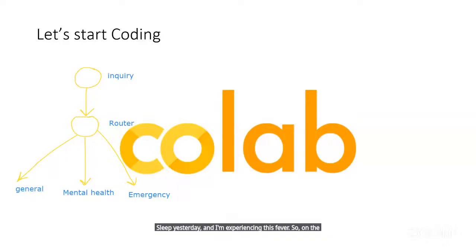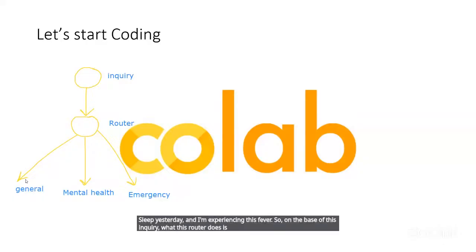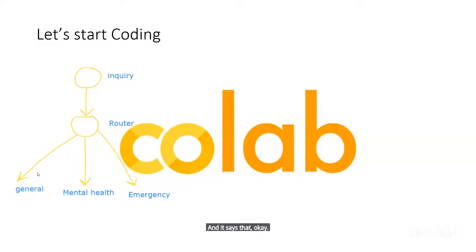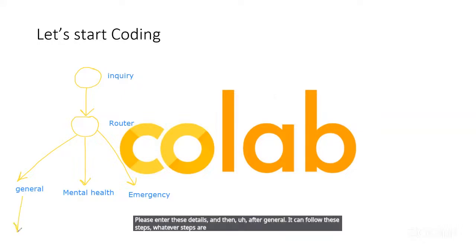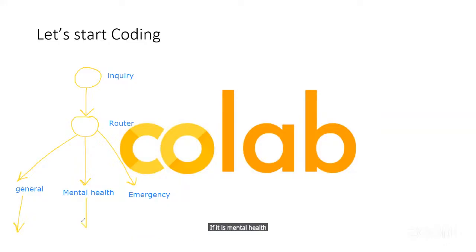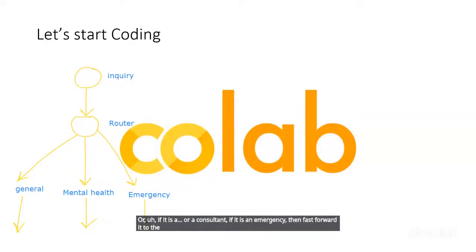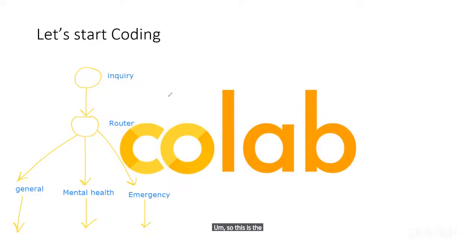On the basis of this inquiry, the router categorizes it into a general category, mental health, or emergency. It says, okay, your category is general. That means you will see a physician, so please enter these details. After general, it can follow whatever steps are there, let's say book an appointment and then go to the doctor. If it is mental health, then book an appointment with a psychiatrist or a consultant. If it is an emergency, then fast forward it to the emergency ward. Whatever the process is there. So this is the kind of agent that we are designing today.